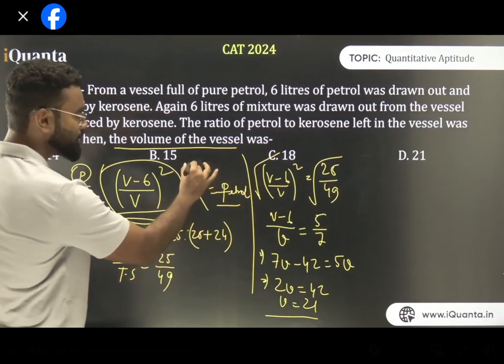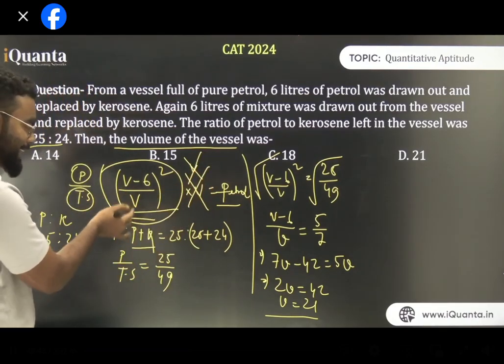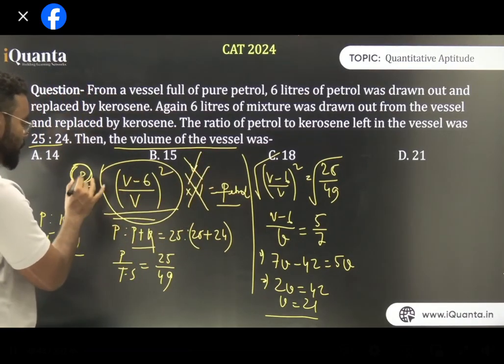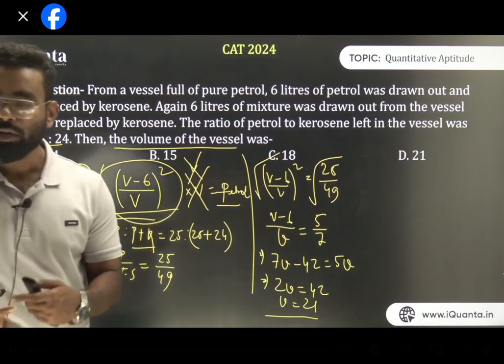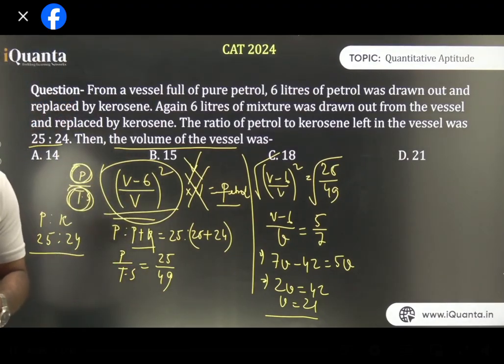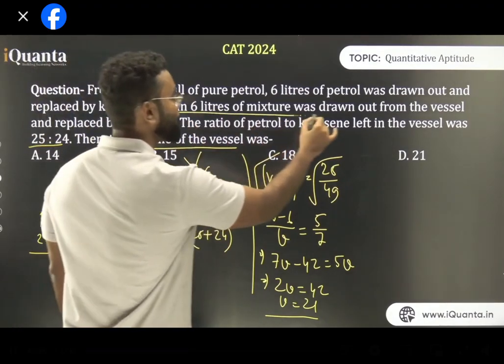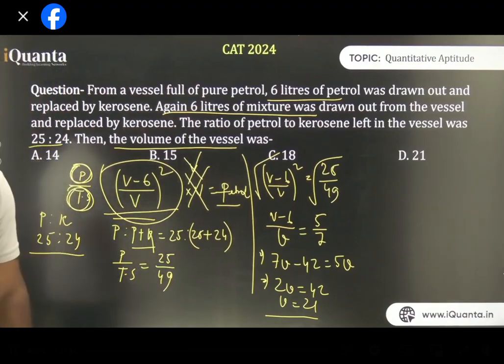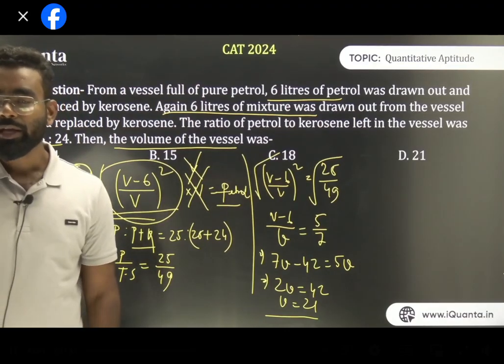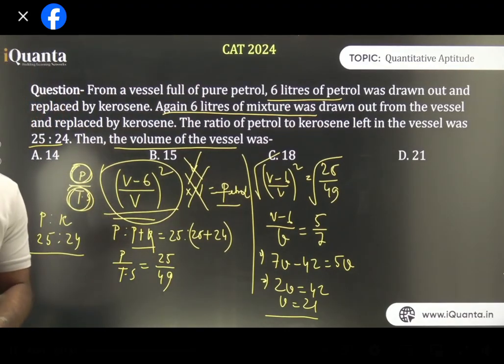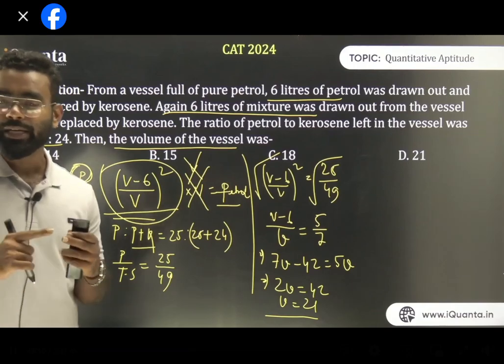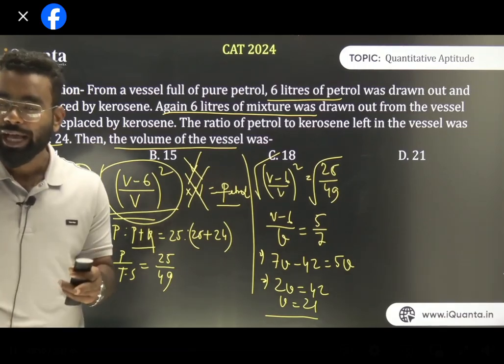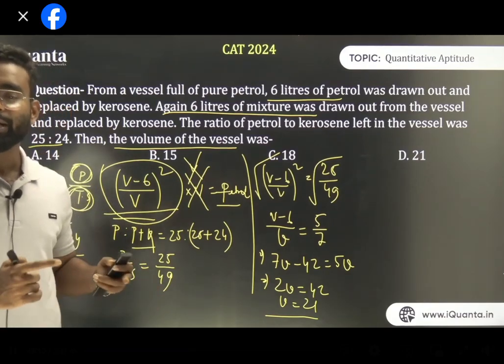But if you are not multiplying with v, this ratio is basically giving you petrol upon the total solution. We have squared it because it happens twice. How many times did it happen? Twice. I've already told you the number of times it happened. If I'm multiplying with v, I'll get the amount of petrol. But in the question, it is given the ratio of petrol to kerosene. We do not have the amount of petrol, right? So that's why we are not multiplying petrol.